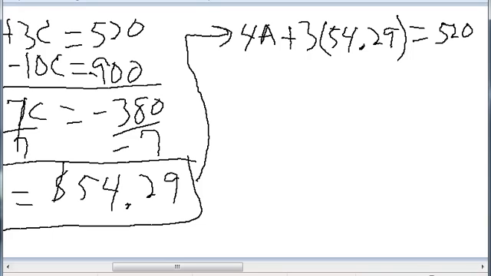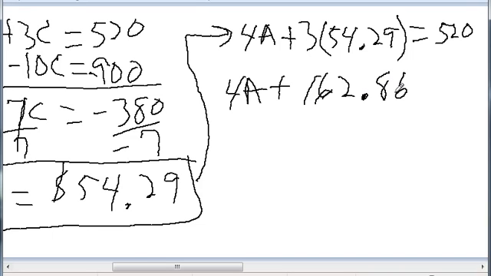So 4a, now solve it. 4a plus 3 times 54.29 gives us approximately $162.86, is equal to 520.